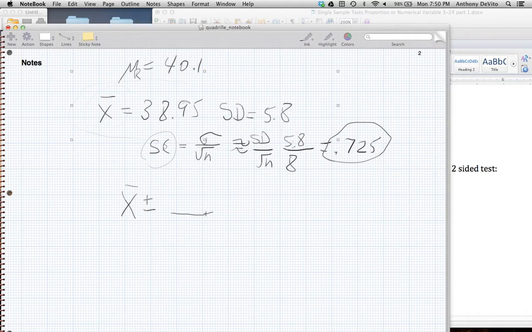Now, if I'm willing to use the Z table for a 95% confidence interval, what's that number going to be? 1.96, right? And I'm going to do it that way for a moment. It's going to be one because my sample size is pretty big. Sample size n is equal to 64. Pretty big sample size. Okay, 1.96 times my standard error, which is 0.725.